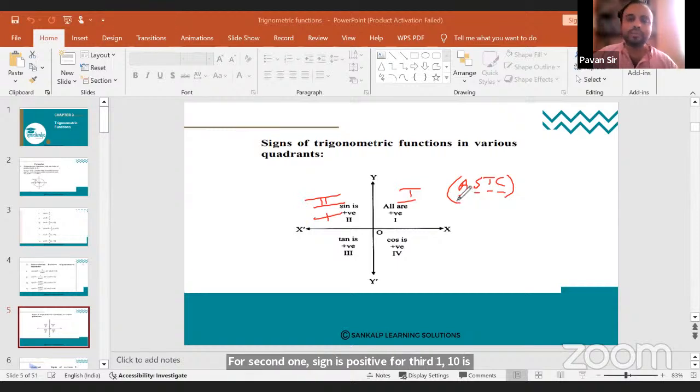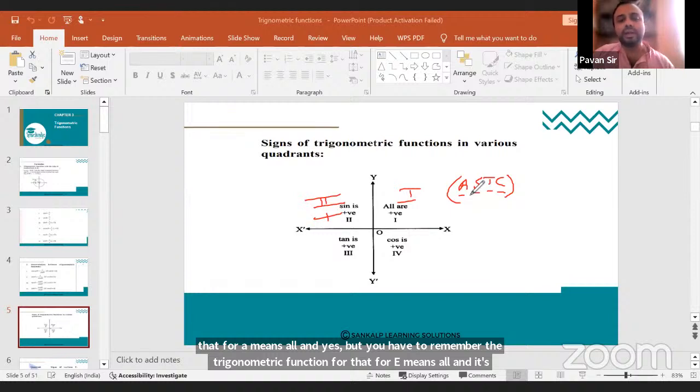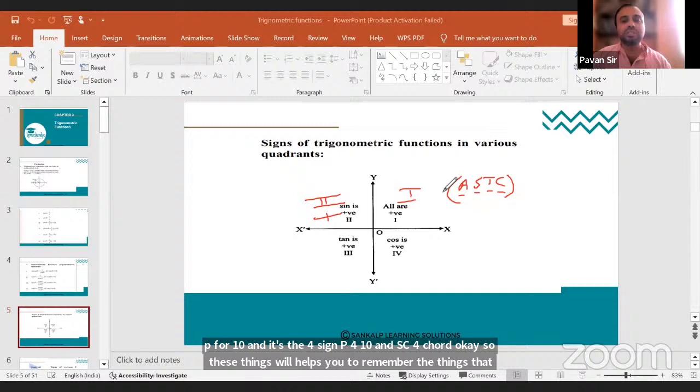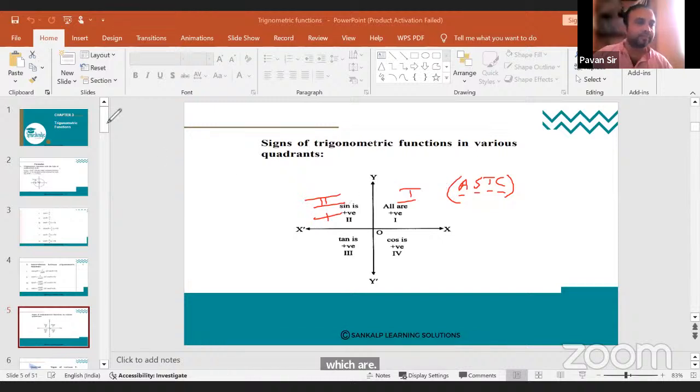To remember this, one simple way is to make the statement: all silver teacups. A for all, S for silver, T for tea, and C for cups. All silver teacups. But you have to remember the trigonometric function for that. A means all, S for sin, T for tan, and C for cos. These things will help you remember which are positive in the respective quadrant in the examination. That is all silver teacups. Next one.